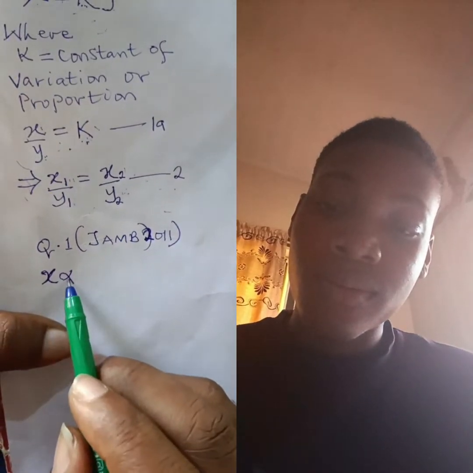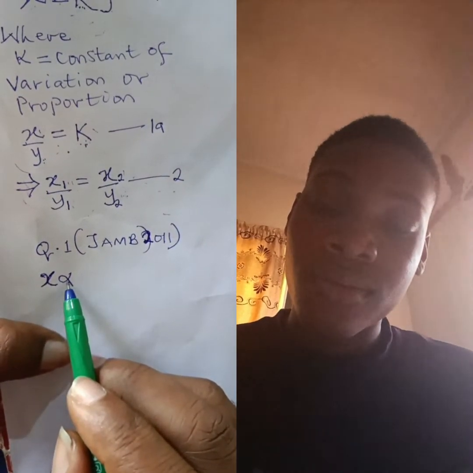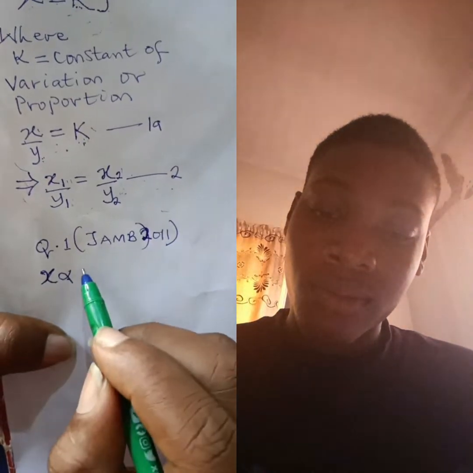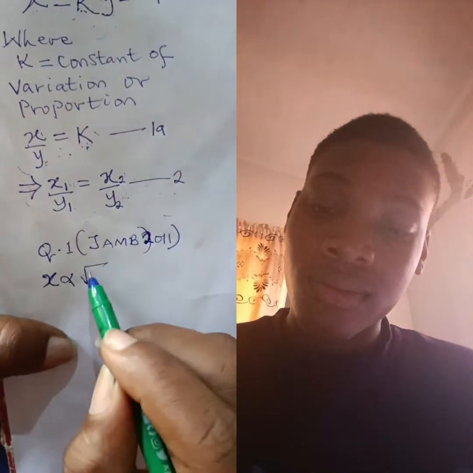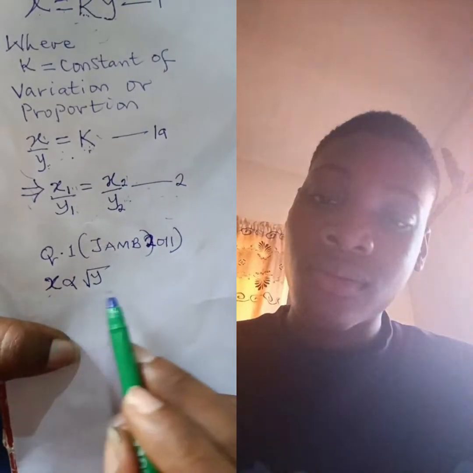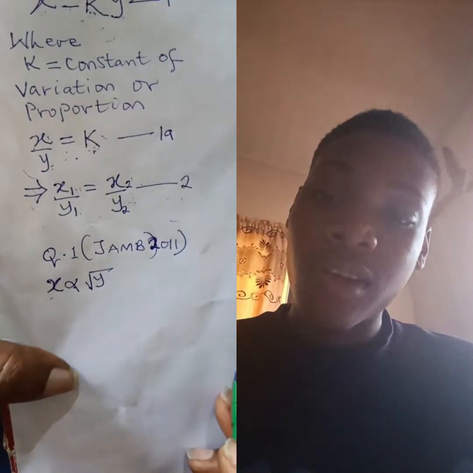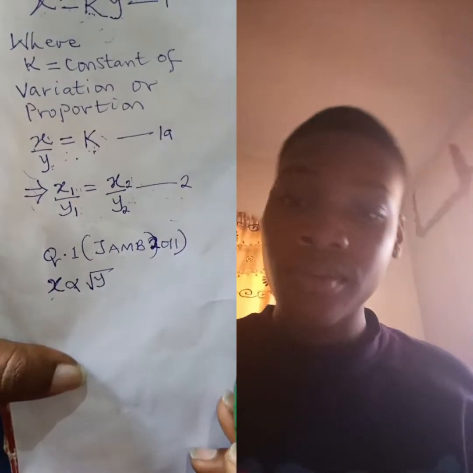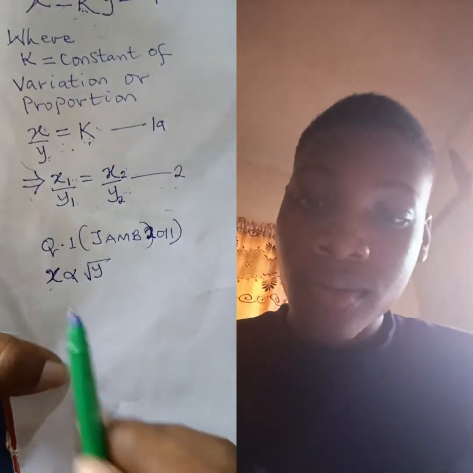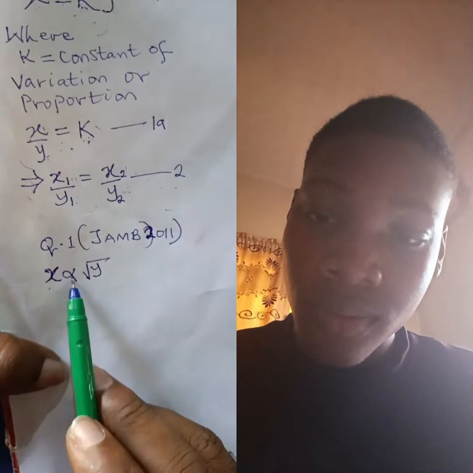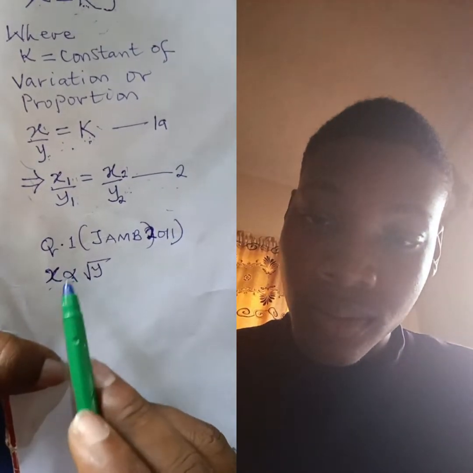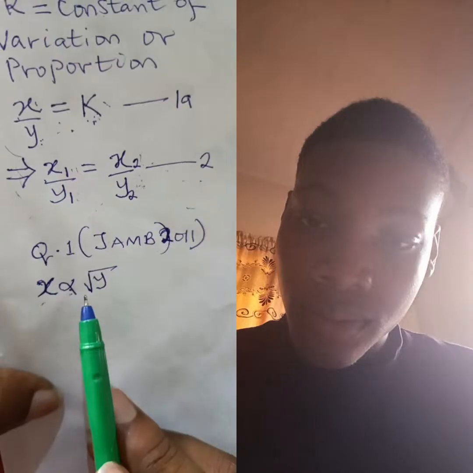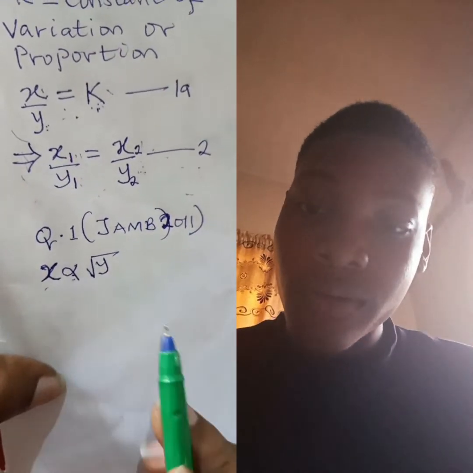X varies directly as the square root of y, so that y will bear square root like this. Do you understand this? That's the meaning of that statement in the question. Now, you know you cannot solve anything in mathematics with this variation sign, this proportionality sign. You can't solve anything with it. Can you see it?